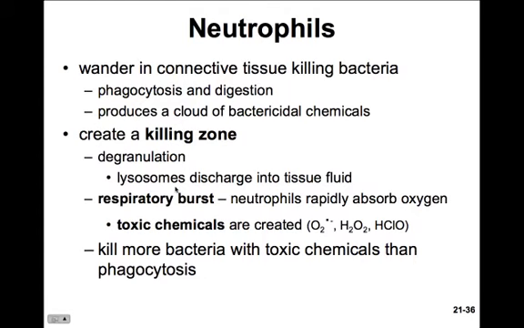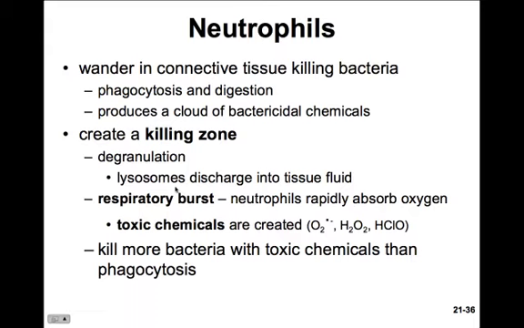They also produce a cloud of bacterial chemicals. This cloud of bacterial chemicals creates a killing zone. When the neutrophil detects bacteria, its lysosomes migrate to the cell surface and degranulate. That is, they discharge their enzymes into the tissue fluid. This causes a respiratory burst, in which the neutrophil rapidly absorbs oxygen and converts it into a series of toxic chemicals. This cloud of chemicals kills way more bacteria than the phagocytosis. Unfortunately, though, it also kills the neutrophil.